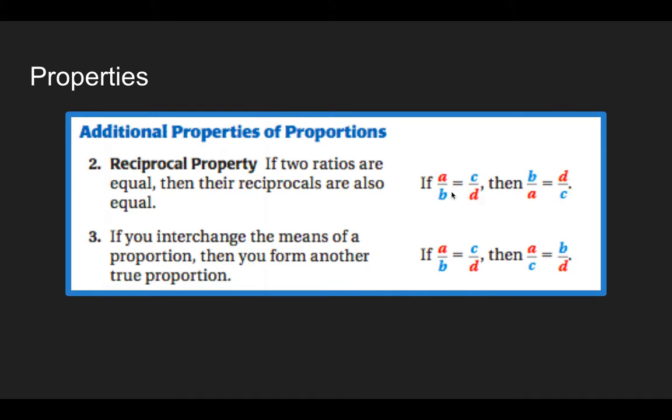And notice when you cross multiply, you get AD is equal to BC. And on this one, when you cross multiply, you get AD is equal to BC. You just want to make sure you end up with the same equivalent statement. Also, if you interchange the means of the proportion, then you form another true proportion. So if I switch the place of B and C, and it now is C and B, I'm still going to get the same proportion. So multiplying means and extremes, that's AD is equal to BC, and AD is equal to BC.